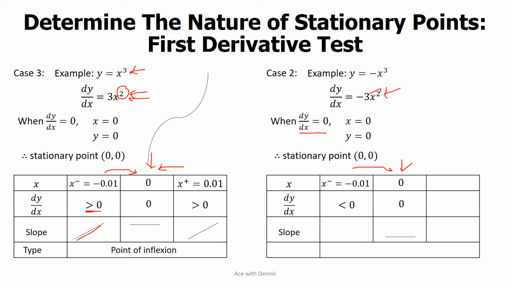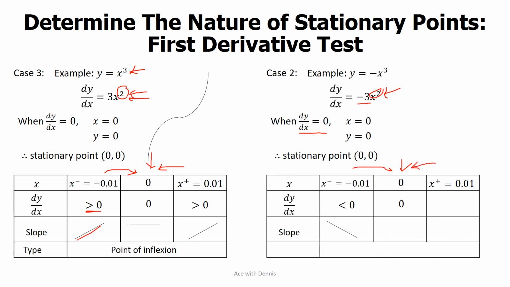This is a square. So when x minus is negative, when squared it becomes positive, and then multiplied with negative 3, it is a negative number. So that's why dy over dx will be less than 0. Okay, and the slope will be going down. It's a decreasing function.